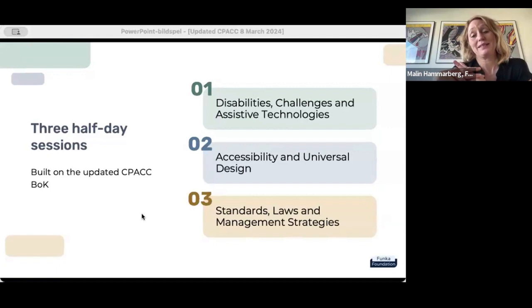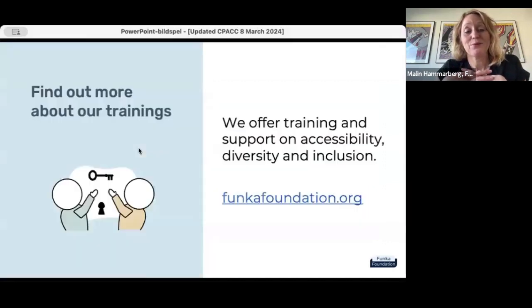We also have courses within RDS and WAS. And when the Body of Knowledge is updated for WAS, so will our course in WAS. If you want to know more about our trainings, you can find out more about them on our webpage. As I said, in Swedish, we call it Funka Foundation. So either you write funkafoundation.org to come to our webpage, but it's also possible to write stiftelsenfunka.org and you get to our webpage. We are offering trainings not only in the certification courses, but also on accessibility, diversity, and inclusion, depending on what your company or your needs are.